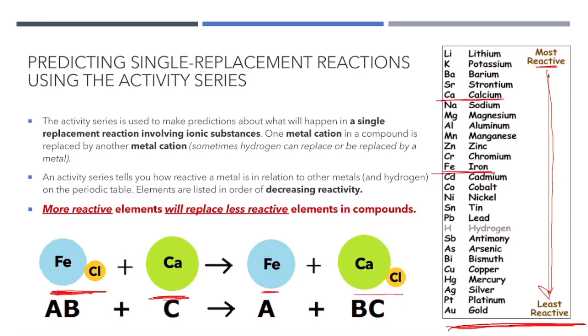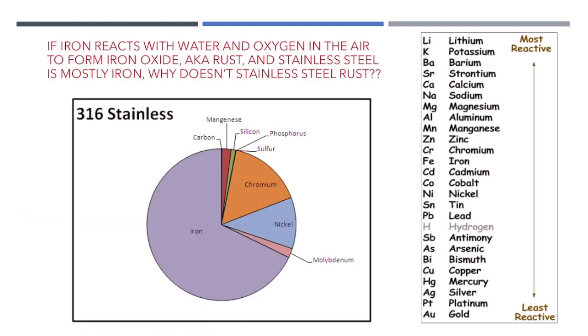All right, so that's how we use this to predict the products of a single replacement reaction. Just always want to remember this most important rule is that the more reactive element will replace the less reactive element in compounds. All right, so knowing that, let's go ahead and see if we can answer this tricky question. If iron reacts with water and oxygen in the air to form iron oxide, which we all know is rust, and stainless steel is mostly iron, why doesn't stainless steel rust?